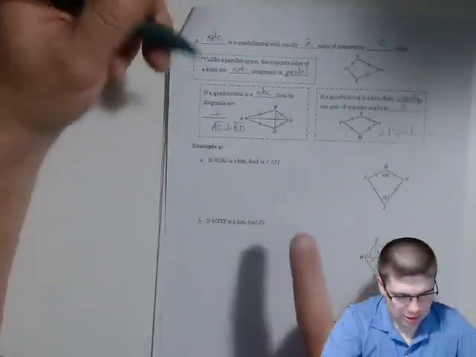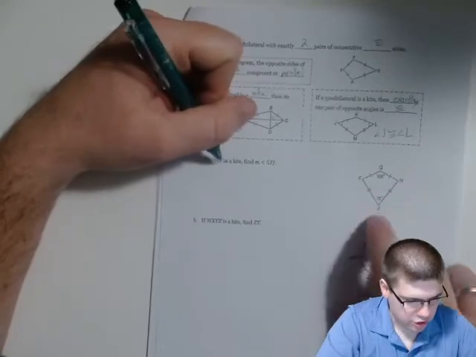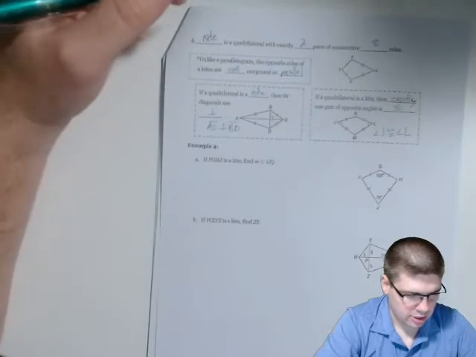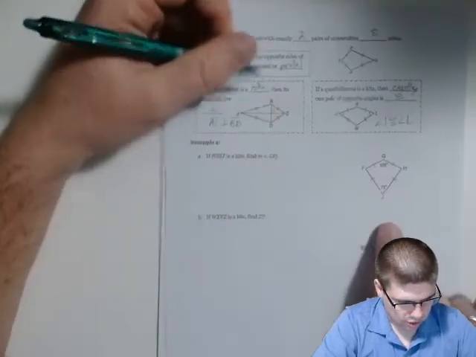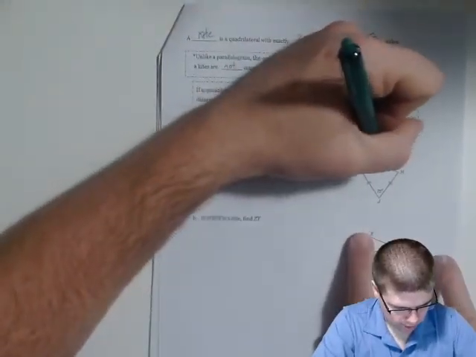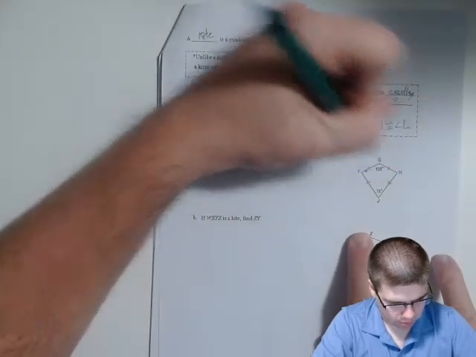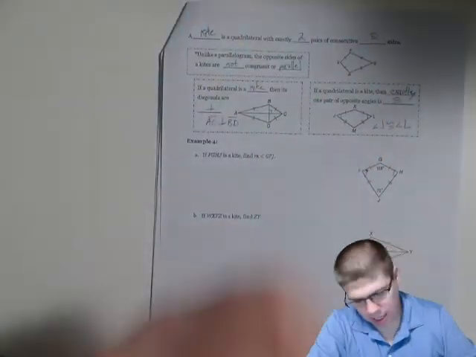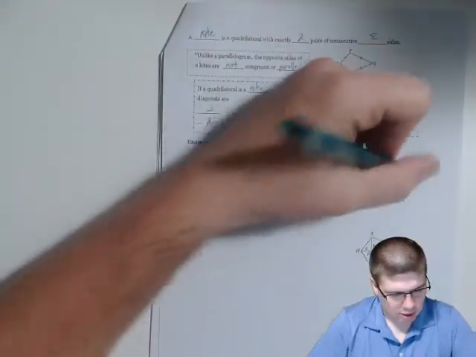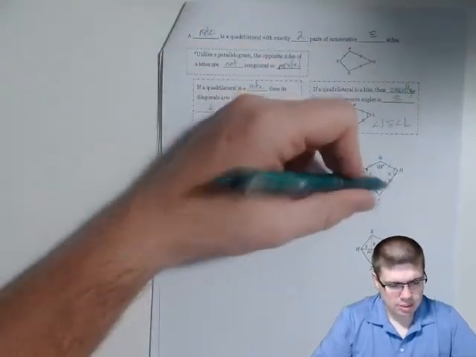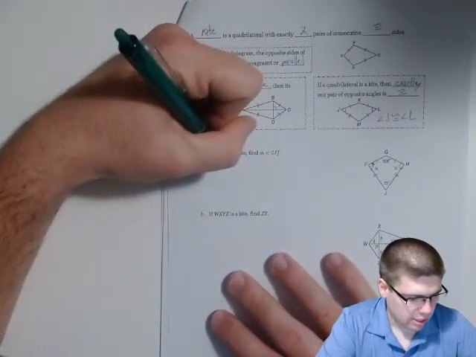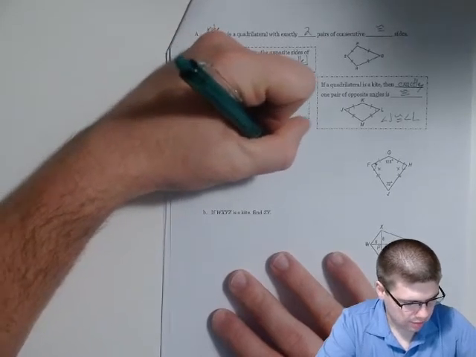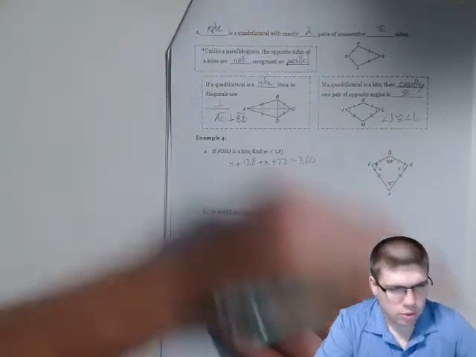All right, so some examples of working with kites. If FGHJ is a kite, which means we have the consecutive pairs of congruent sides, find the measure of angle GFJ. So GFJ, that's the one we want to know right there. Well, we know this would be congruent to that. And so I'm going to call this X, and that X, we know that all those add up to 360, and we have a couple of X's. So I can say X plus 128 plus X plus 72 is equal to 360.